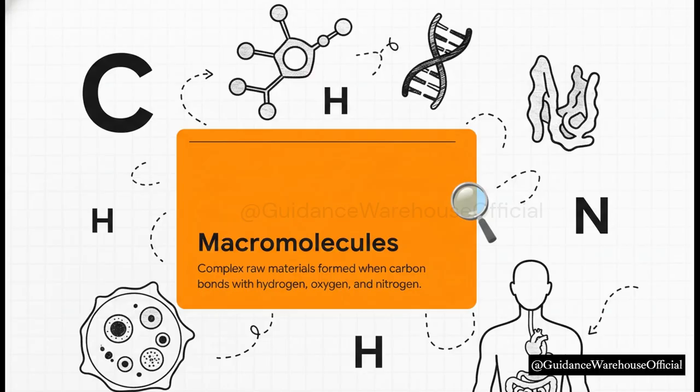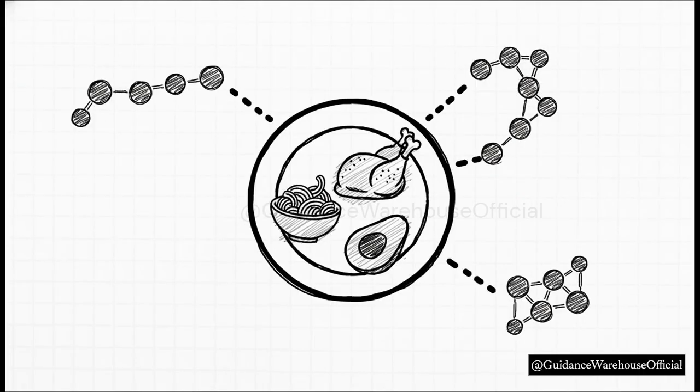By definition, these are complex raw materials formed when carbon covalently bonds with hydrogen, oxygen, and nitrogen. Think of the individual atoms as single Lego bricks. Macromolecules are the massive, intricate Lego castles built by snapping those specific bricks together. They are the physical building blocks for literally everything alive. And here is where our tiny biology perfectly aligns with daily nutrition.